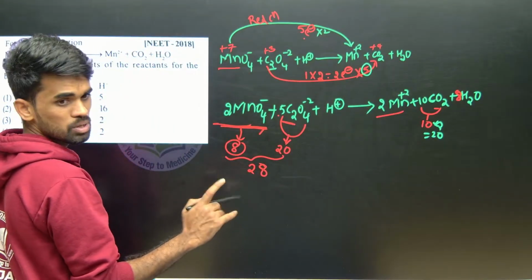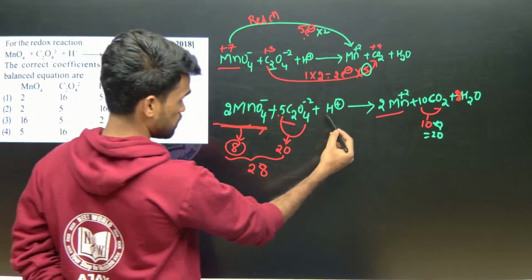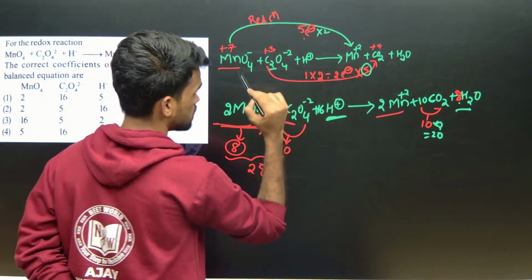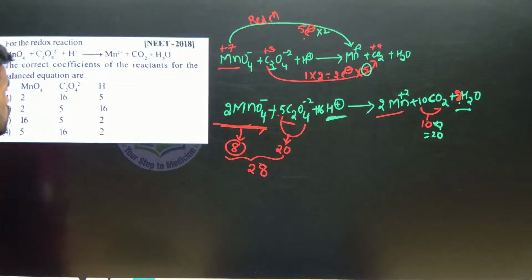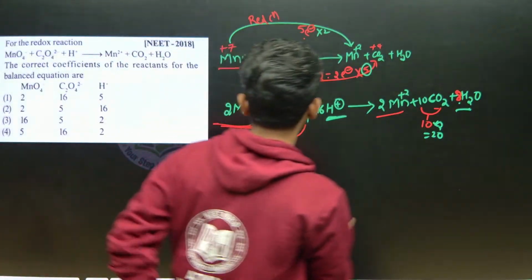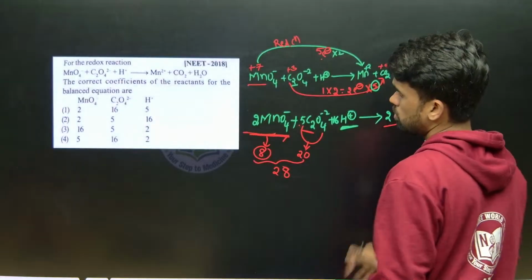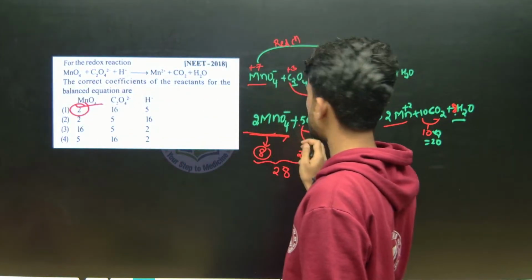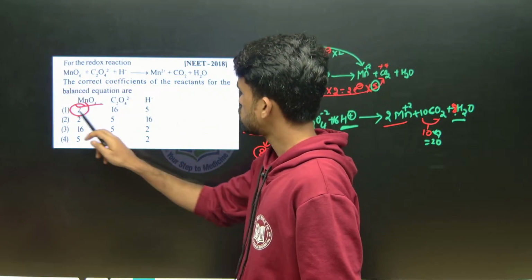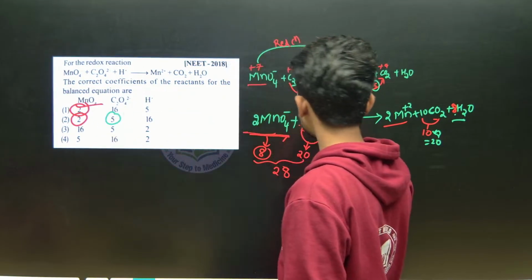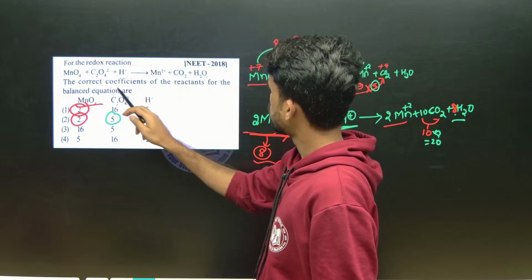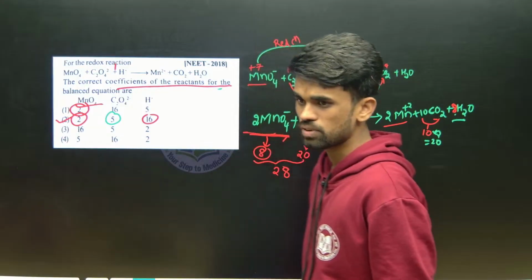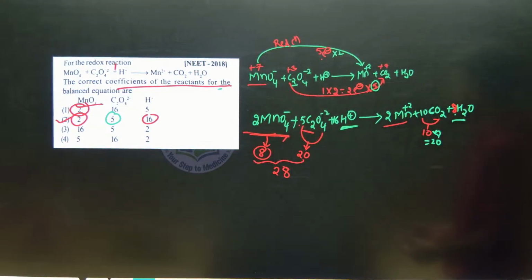What next here? Protons. H plus ions, here you can see 16 are there, here only 1. So you can make it 16, that's it. 16 H plus ions. Now what are the coefficients you got from that class on balancing the equation? For permanganate you got 2, for oxalate ions you got 5. So 2, 5, 16. Hydrogen ions are among the coefficients of the reactants. So here it is 16. So option 2 is your answer for the question. Okay, is this clear?